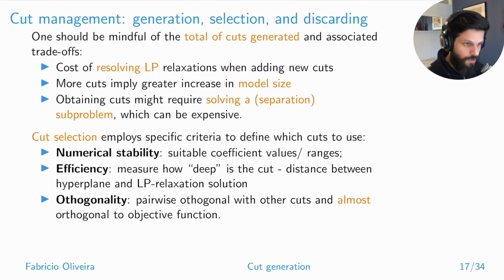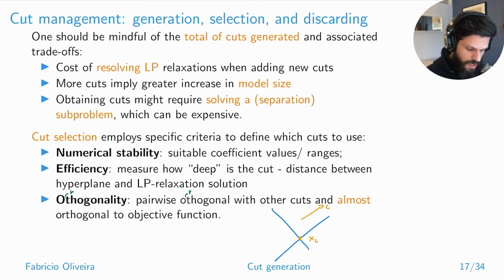There is also this notion of orthogonality. You want a new cut to be sort of pairwise orthogonal with the cuts you already have, and most importantly, as orthogonal as it can be with the objective function. So again, this is our feasible region, and suppose this is the vector c we're maximizing, just to make things easier. So this will be, I don't know, our x_LP.